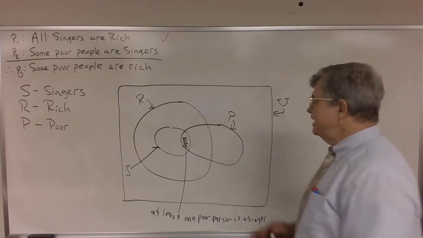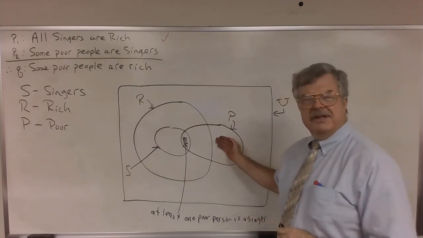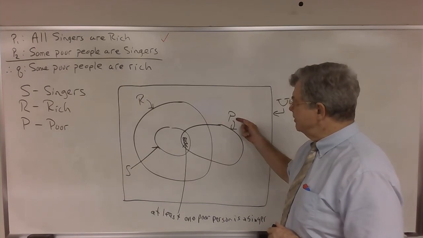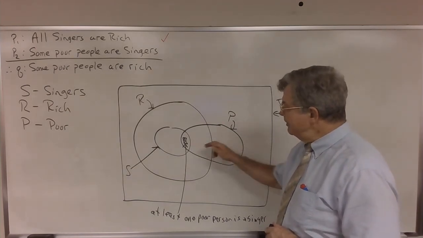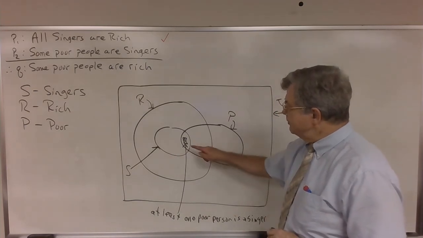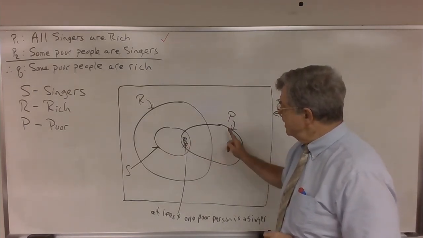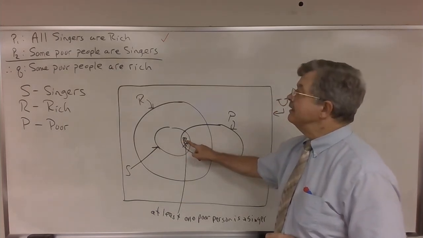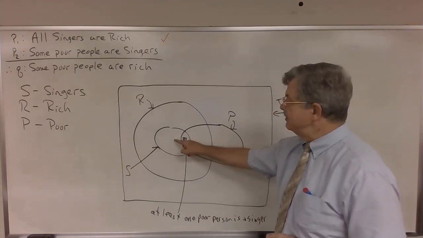Now, I think our hand is forced. I think this is really the only way that we can draw the poor people circle. It has to intersect with the singer circle. There has to be at least one person in the poor person circle that's also in the singer circle. At least one poor person is a singer.